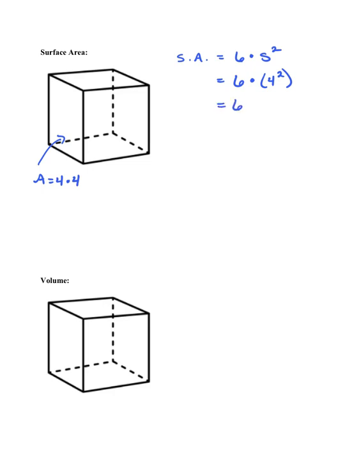So that's 6 times 16, which equals 96. So the surface area of this cube would be 96 square units.